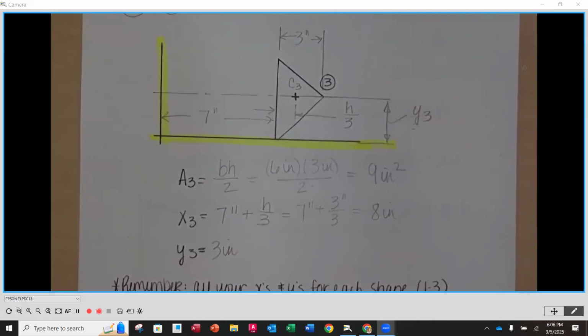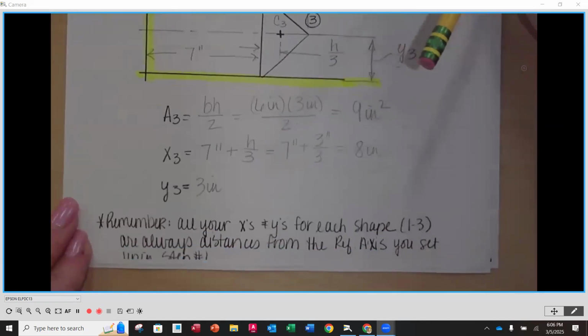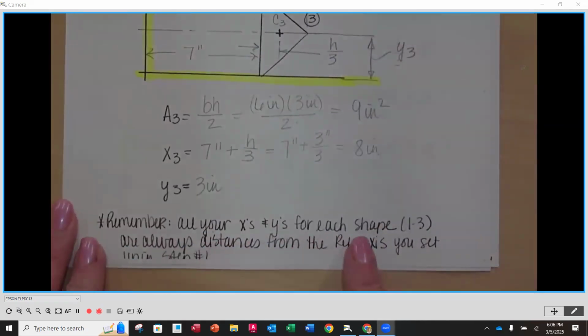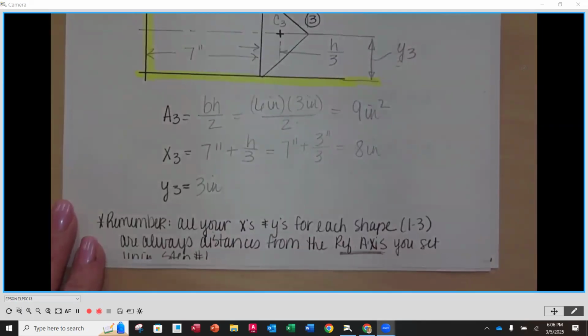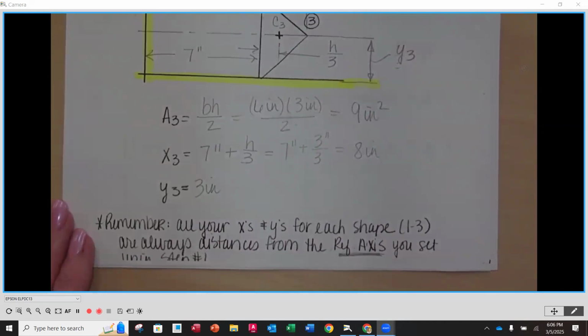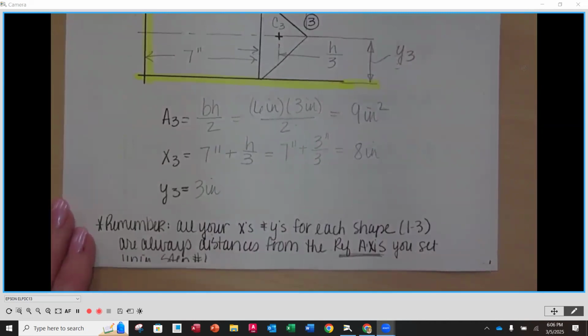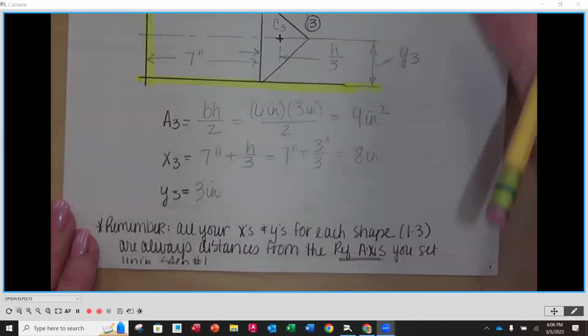Okay, any questions here? There's a little note. It says, remember, all of your x and y's for each one of the shapes is always going to be a distance from that reference axis you set in step number 1, or was given in step number 1. All right, good. Turn the page.